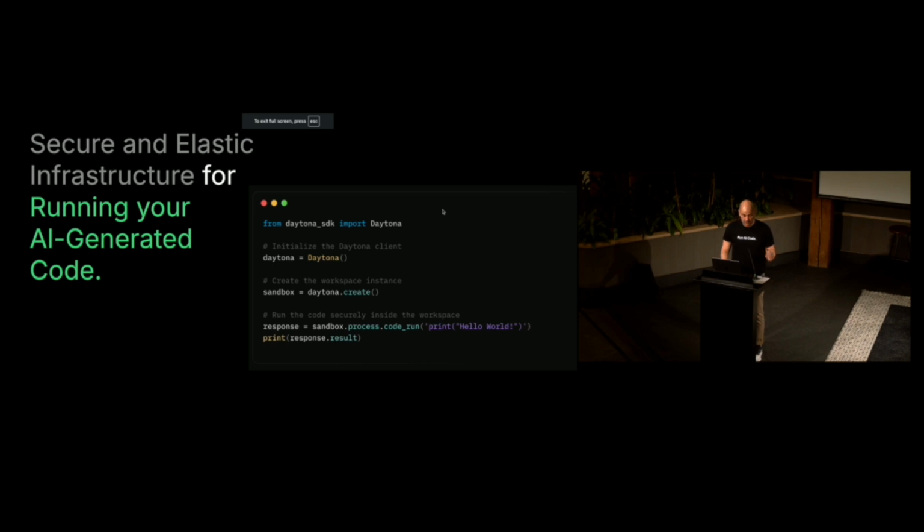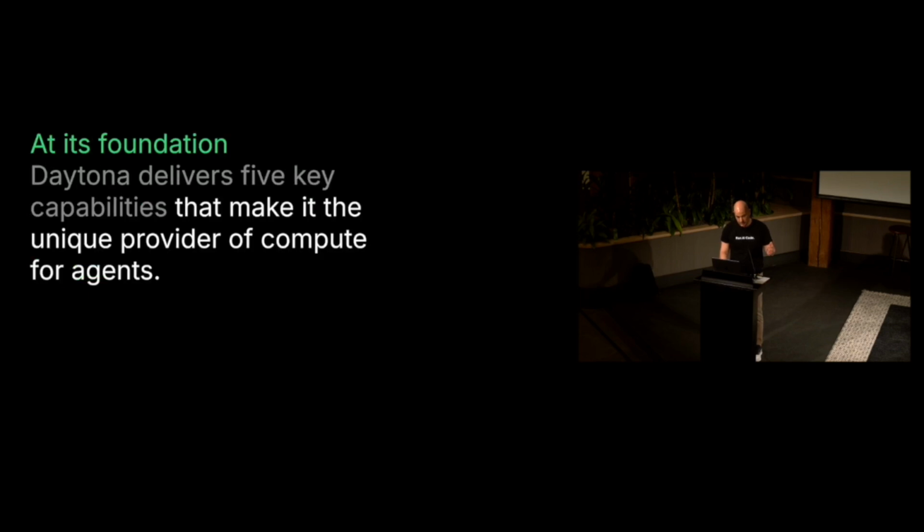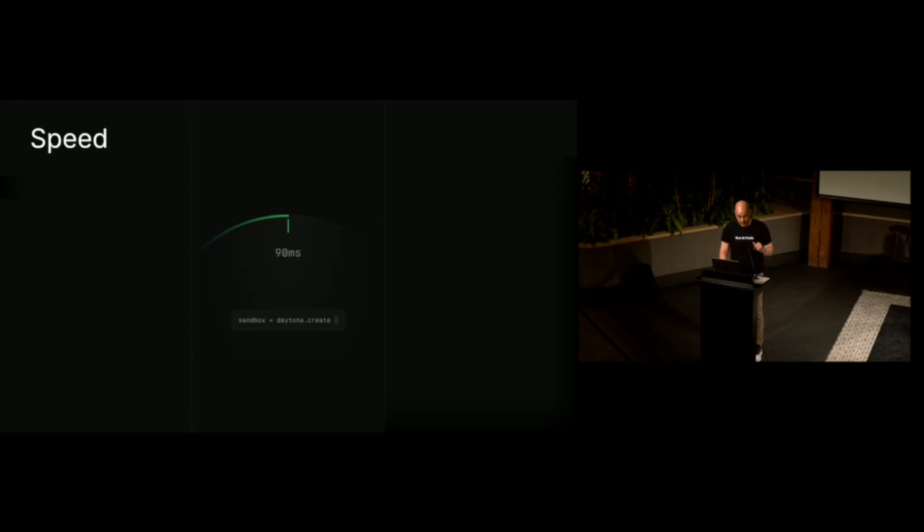So Daytona, back to this while that's running over there. Daytona is basically a secure and elastic infrastructure for running your AI-generated code. You import the SDK and you just hit create sandbox. At its foundation, Daytona does 5 very unique things that help your agent work more efficiently. One, our sandboxes are very fast, including latency. It takes about 90 milliseconds to get them up and running, about the time it takes you to blink.